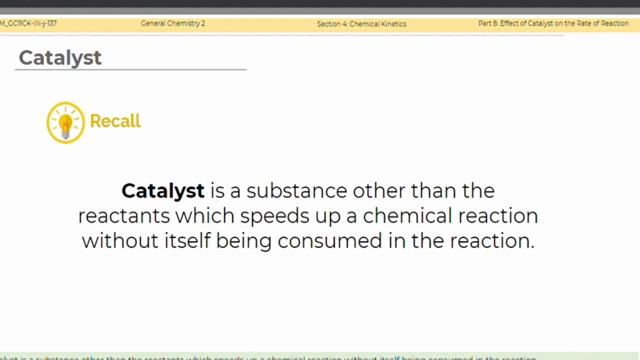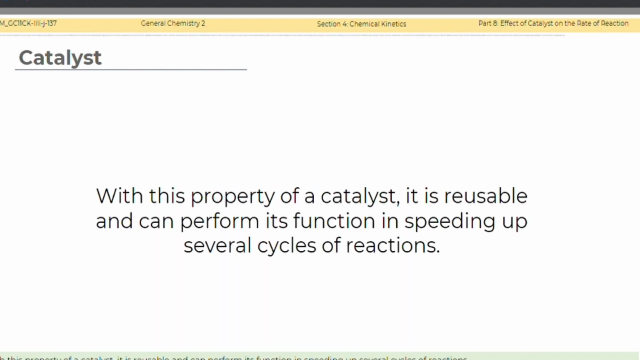A catalyst is a substance other than the reactant which speeds up a chemical reaction without itself being consumed in the reaction. With this property, a catalyst is reusable and can perform its function in speeding up several cycles of reactions.